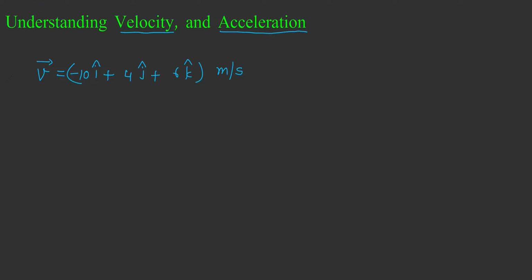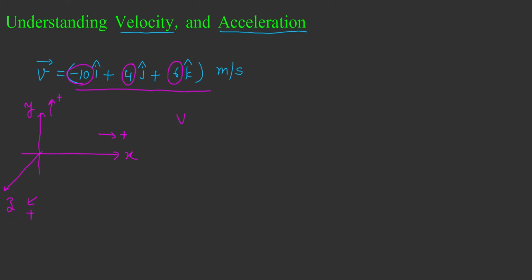So let us make a 3-dimensional coordinate system. Suppose this is our 3-dimensional coordinate system, and this is our x-axis, this is our y-axis, and this is our z-axis, and we are taking the right side as the positive direction of the x-axis, upward as the positive direction of the y-axis, and outward as the positive direction of the z-axis. So what does the velocity we have written here mean? Basically, you know that the coefficient written with i cap is the x component of velocity, the coefficient written with j cap is the y component of velocity, and the coefficient written with k cap is the z component of velocity.